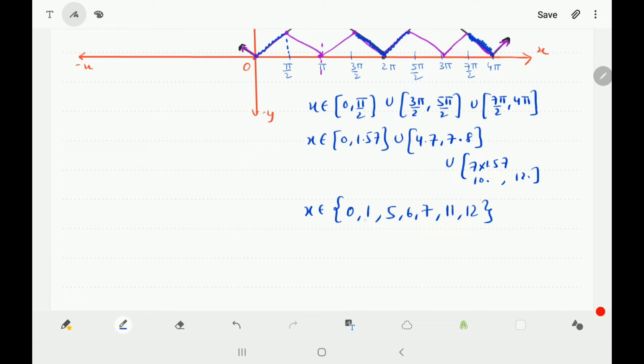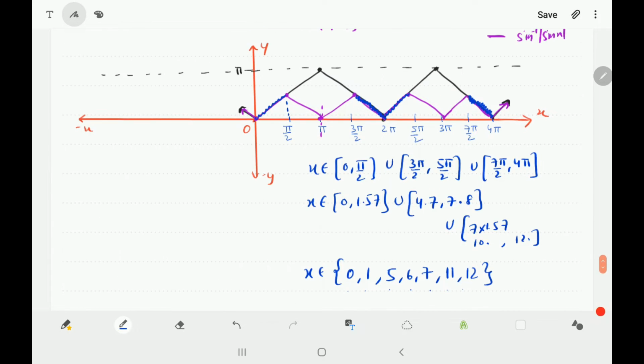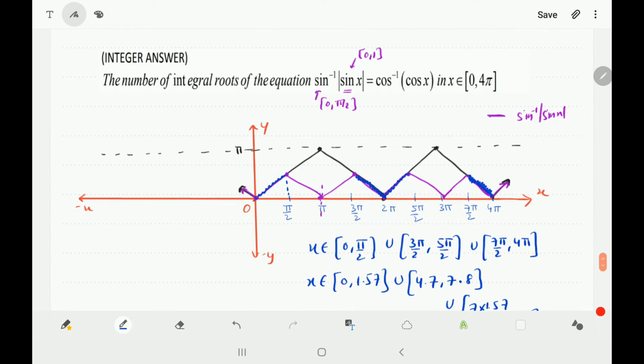So total how many integers are there? 1, 2, 3, 4, 5, 6, 7. So the number of integral roots for this equation is 7. So the answer for this problem is 7.